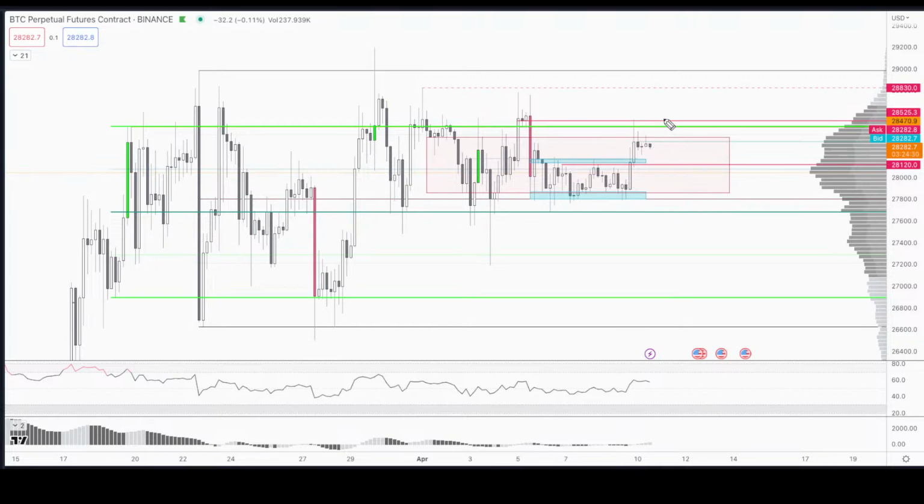So I have a clear invalidation here that if it does this, then I can cut the hedge and start maybe adding to my longs also. All right, no need to risk at these levels.